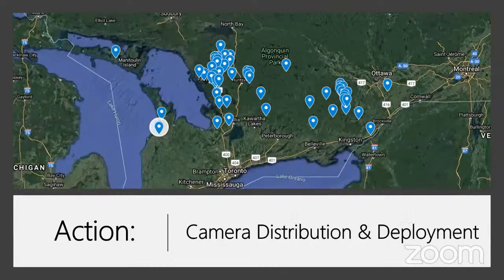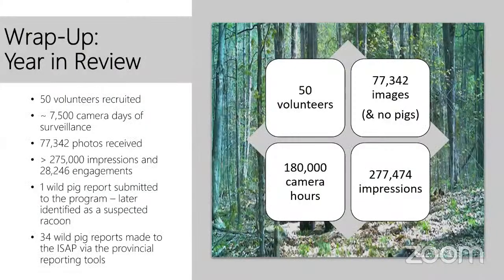And this is what our camera distribution and deployment looked like for the first monitoring season in 2021 on the ground. And so I think it was a successful year, year one. So we did recruit 50 volunteers. We had over 7,500 camera days of surveillance and over 77,000 photos received. As I mentioned earlier, our social media campaigns were successful in achieving over 275,000 impressions and over 28,000 engagements.